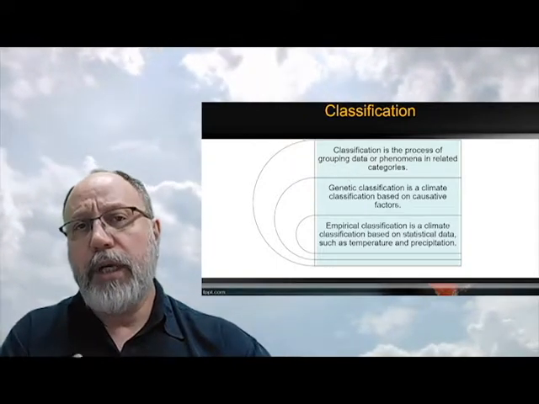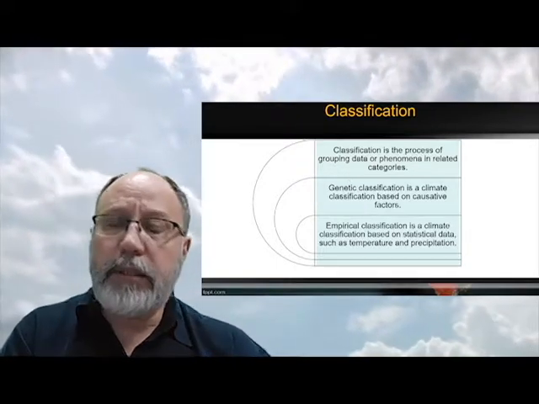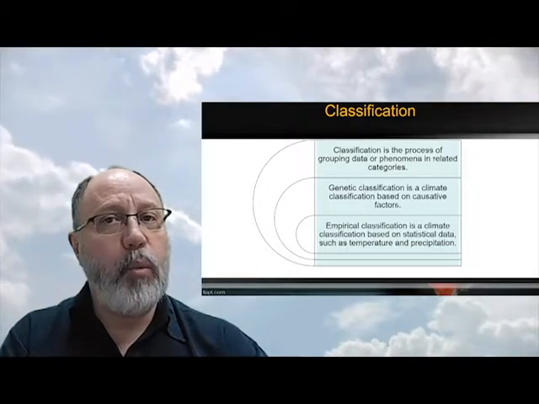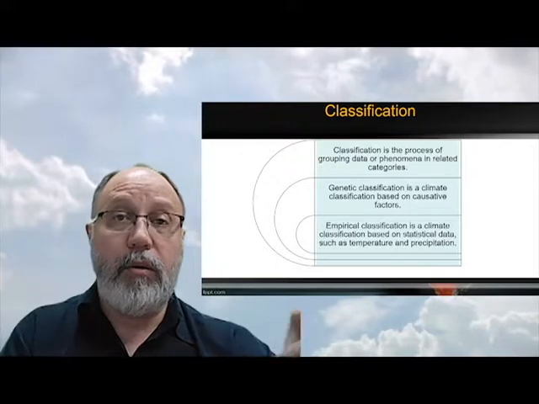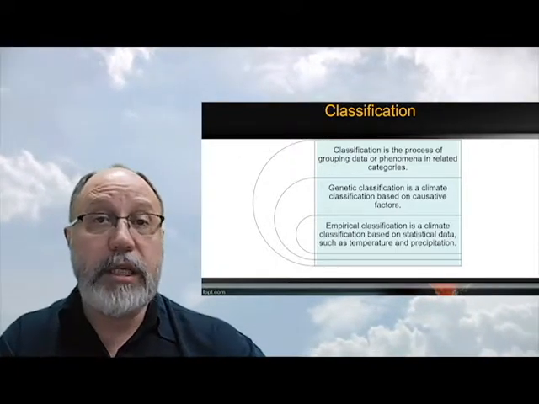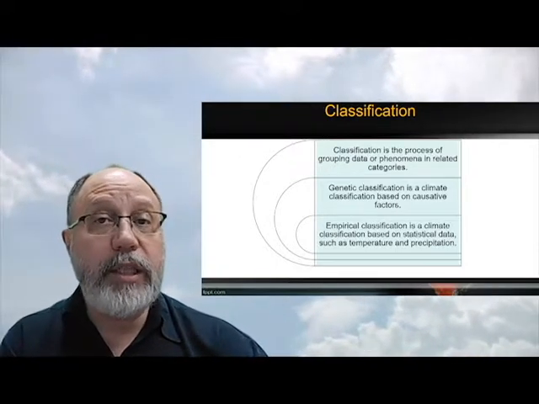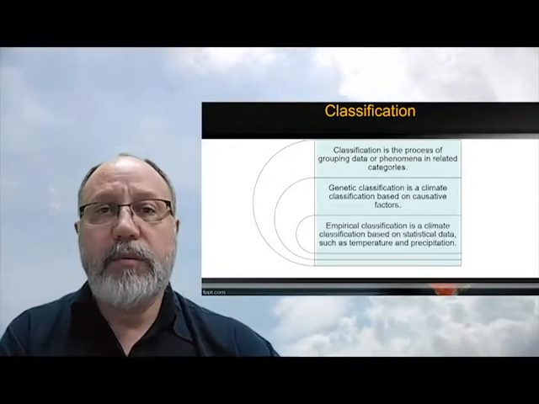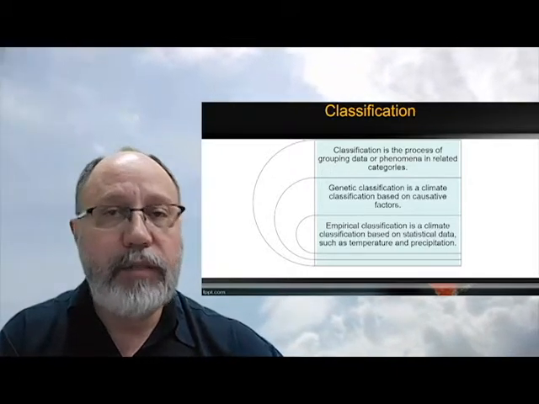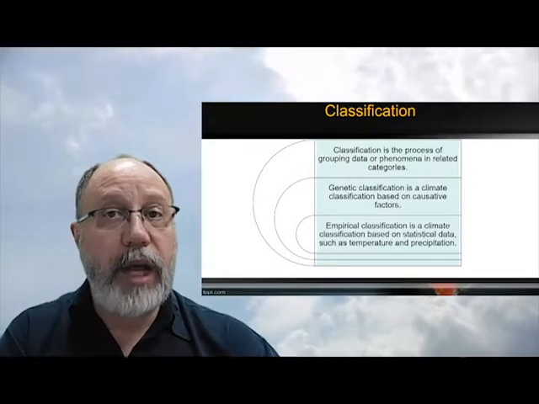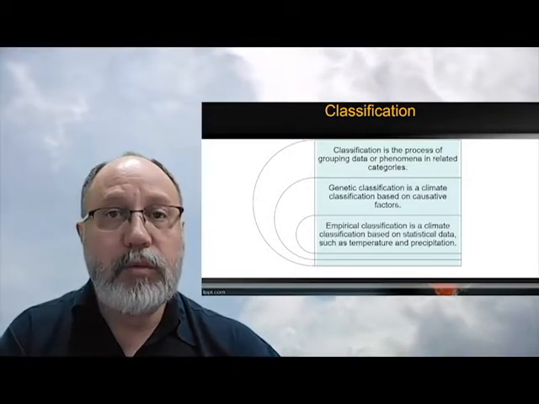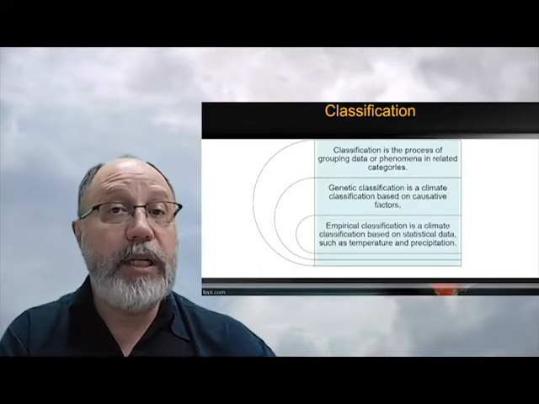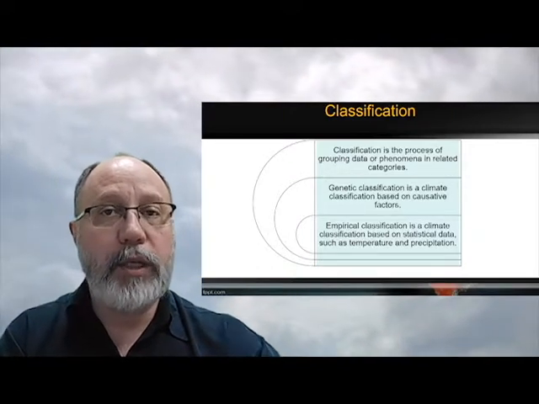The other way you can classify is the empirical classification. In the empirical classification, we don't care what produces the rain, or whether it's hot in summer or cold in winter, but the average. So for example, in Atlanta, what is the annual average temperature, what is the annual average precipitation. So that's the empirical one. We're looking in terms of numbers, but not what produces them.